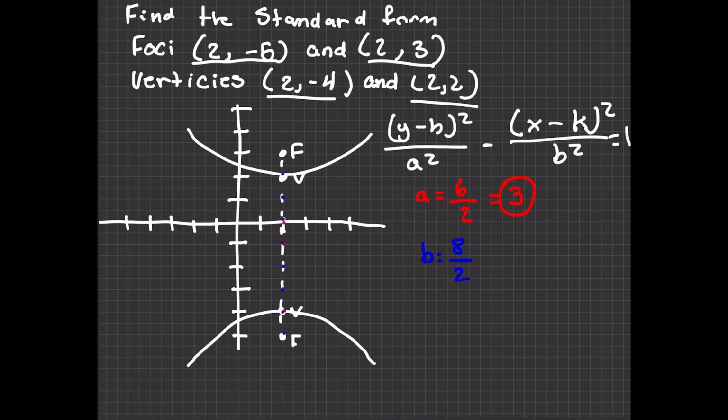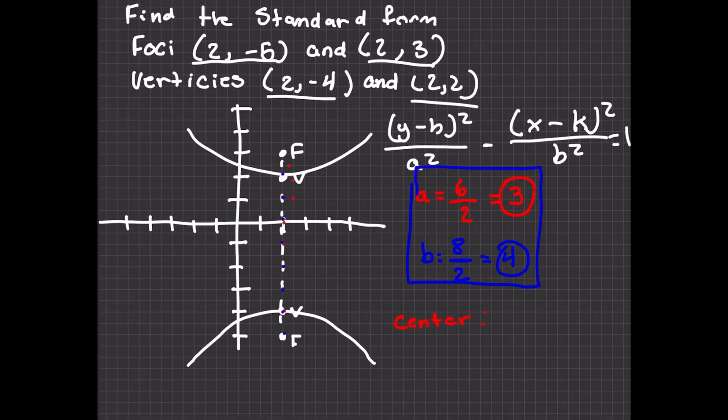Vertices is A units from the center, and foci is C units from the center. So this is what you would get. You would divide each by 2, and you get 3 and 4 for A. So you just have to count the spaces on the graph in order to get A and B.